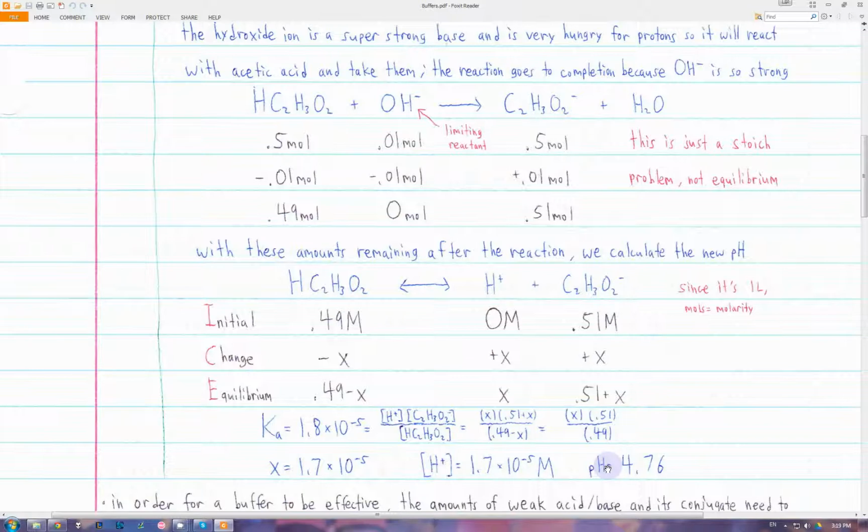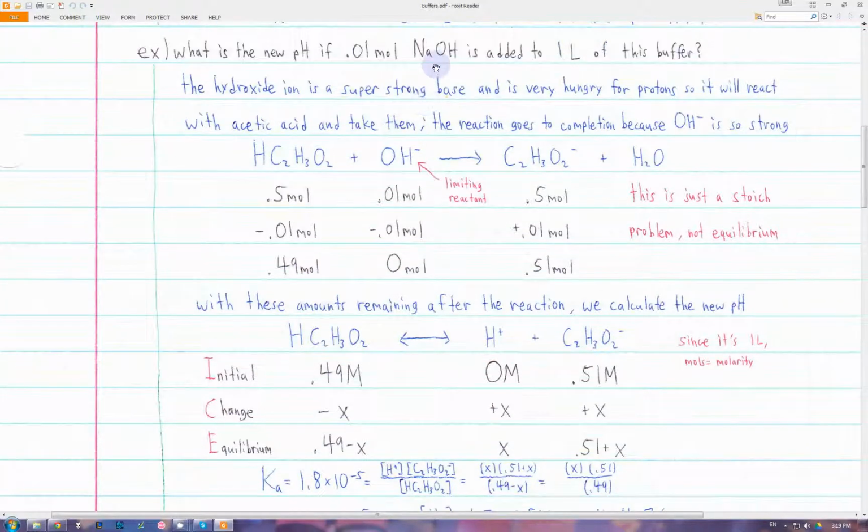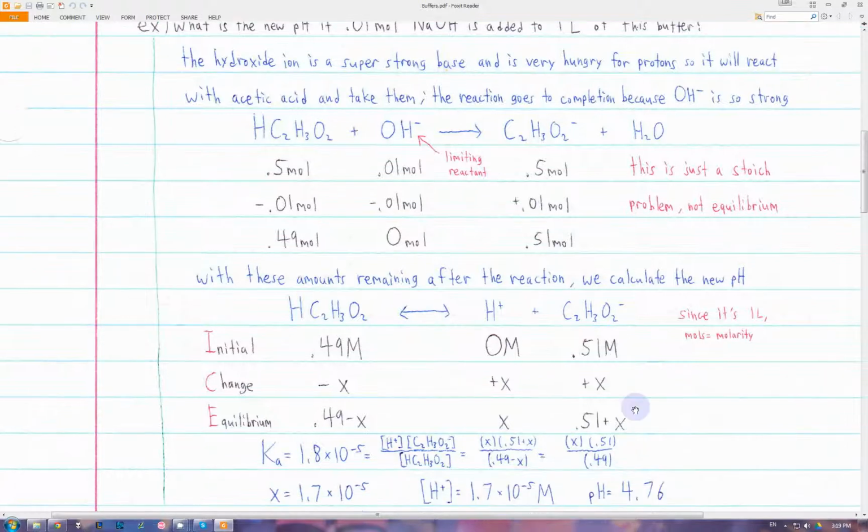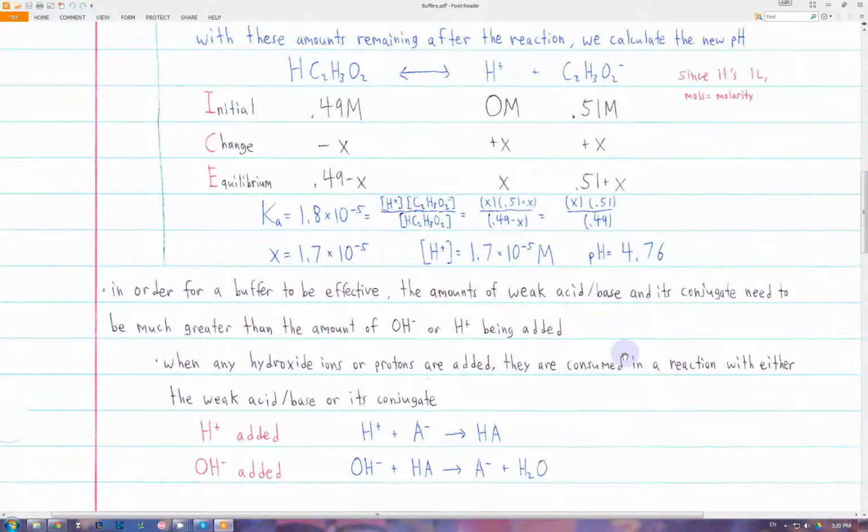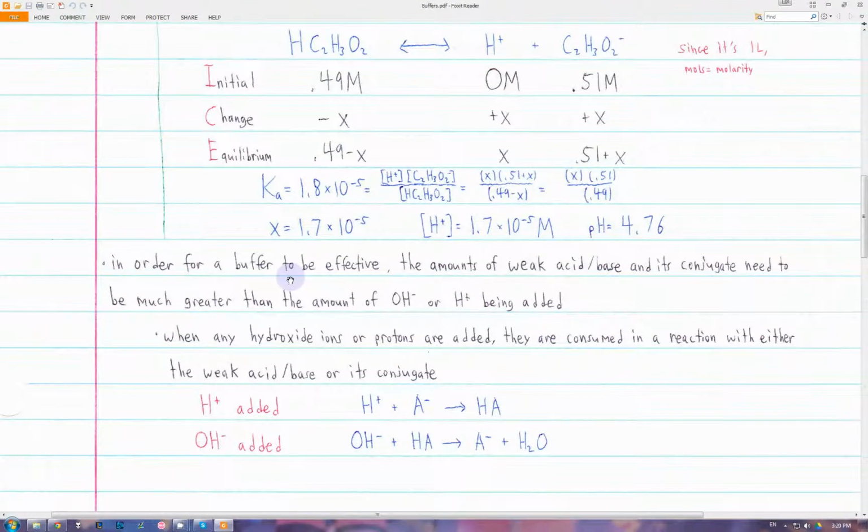Notice how even though we added a very strong base, sodium hydroxide, the pH of this buffer only increased by 0.02. So this is what a buffer does. It resists large changes in pH. So how does this work? In order for a buffer to be effective, the amounts of the weak acid or base and its conjugate need to be much larger than the amounts of hydroxide or H+ being added.